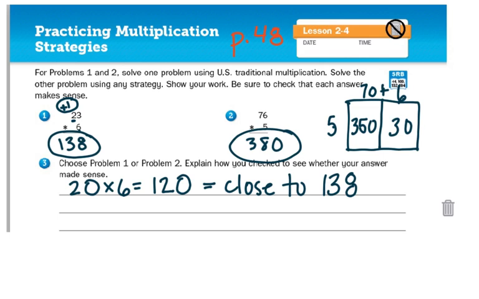The other way I could check my work, if I took number 2, I could just do a traditional method instead of partial products or partitioning rectangles. 5 times 6 is 30, carry my 3. 5 times 7 is 35, plus 3 is 38 for 380. So I could check it one of several different ways.